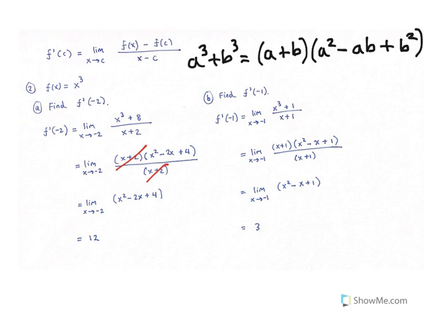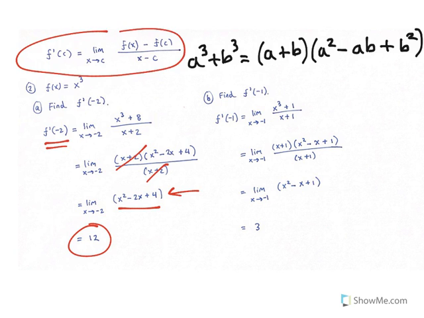You can cancel the common factor of x plus 2, and you have the limit as x approaches negative 2 of x squared minus 2x plus 4. And because this is a continuous function on its domain, the limit of the continuous function as x approaches negative 2 will be equal to the function evaluated at negative 2. So you can evaluate this limit by using what we call direct substitution. Substitute negative 2 for x, and you get 12. So f prime of negative 2 is 12.